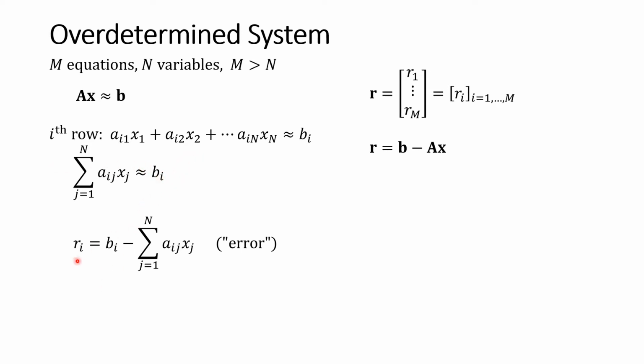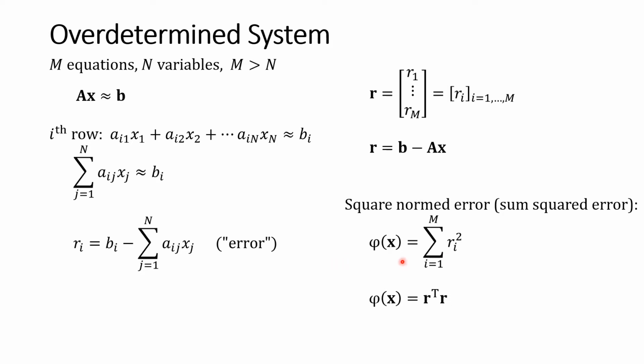So let's define the error ri as the difference between them. bi minus summation aij xj is ri, and that's only for the ith row here. Since we have m rows, we get this vector r of errors. This error vector r can be expressed as b minus Ax. We want to make r as small as possible. So we define our objective function phi of x equals summation of ri squared, because ri can be positive or negative, or phi of x equals r transpose r. So this r transpose r is what we want to minimize.